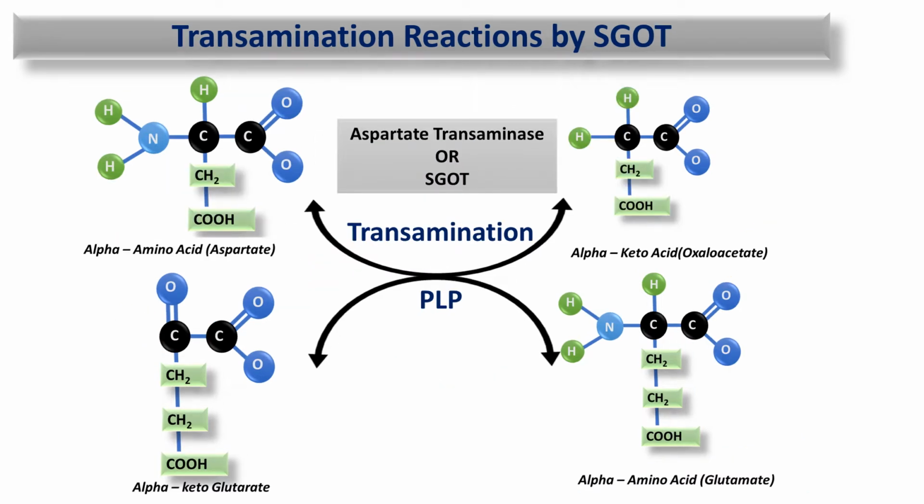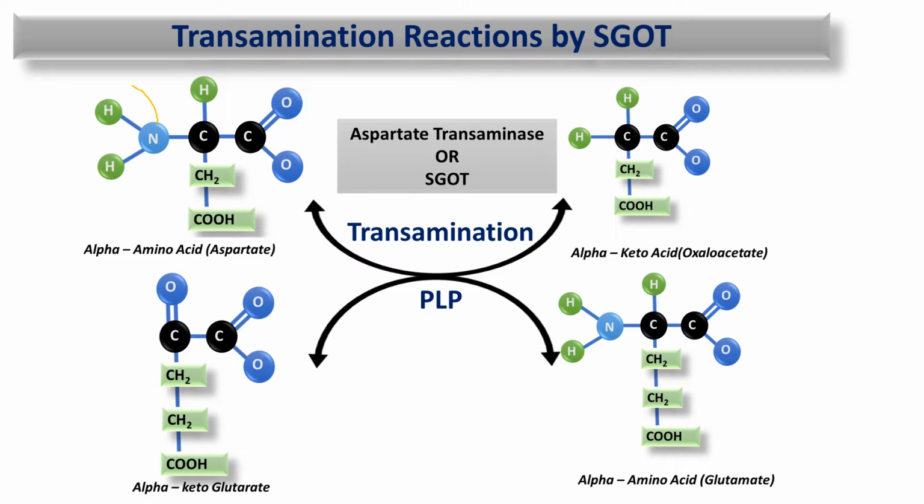Next one is SGOT, that is serum glutamate oxaloacetate transaminase, and we can also call it aspartate transaminase. And here the substrates are aspartate and alpha ketoglutarate. The second substrate is the same, alpha ketoglutarate, and in place of alanine we have aspartate, and here again there is a transfer of the amino group from the alpha amino acid, from aspartate to alpha ketoglutarate.